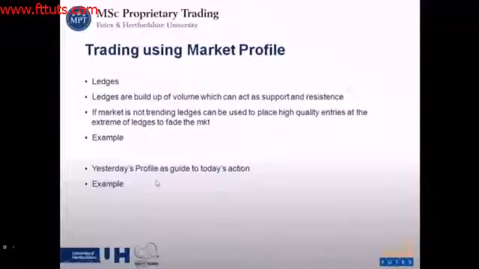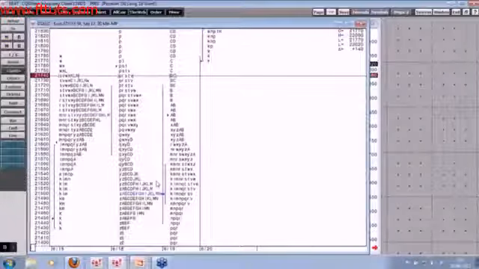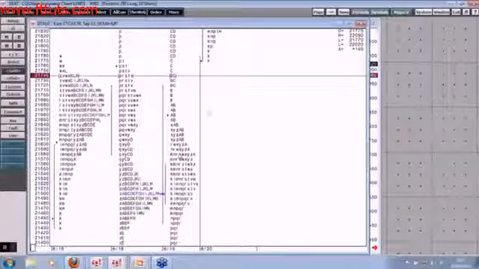as well. Another very good way of using the profile is using yesterday's profile as a guide for today's action. So if yesterday's profile was a very strong uptrend, you could assume that today is going to be a strong market, and you're just looking for confirmation of that. Okay, so I just want to go through one more thing quickly, and that was yesterday's profile.